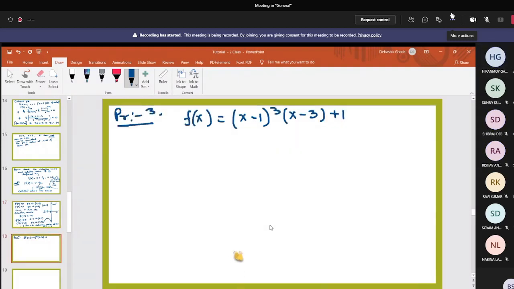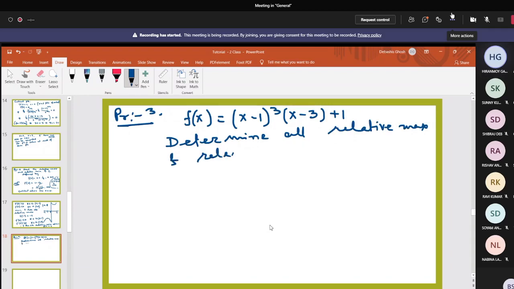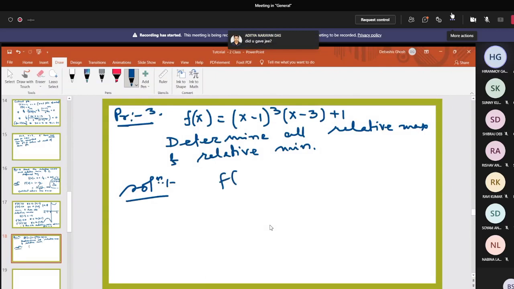Determine all relative maximum and minimum. So in this case, we are not drawing any graph. We are going to solve. You have the function f of x. It's very easy to find the derivative. We can do the derivative.